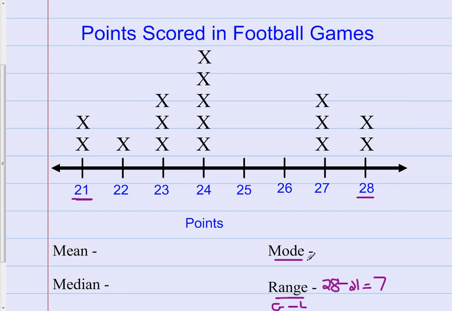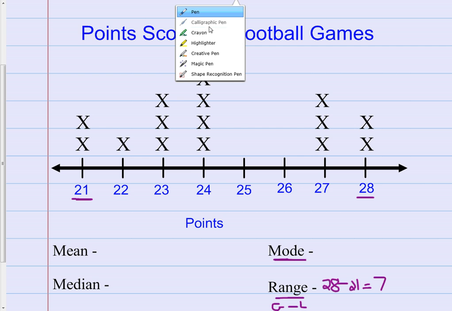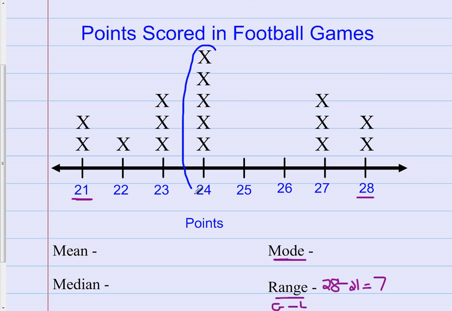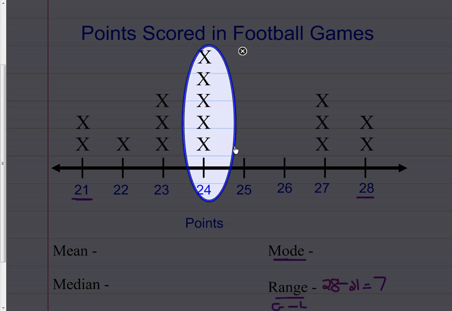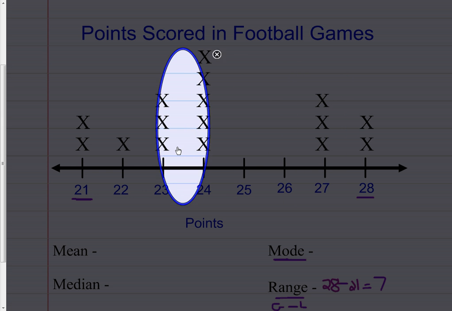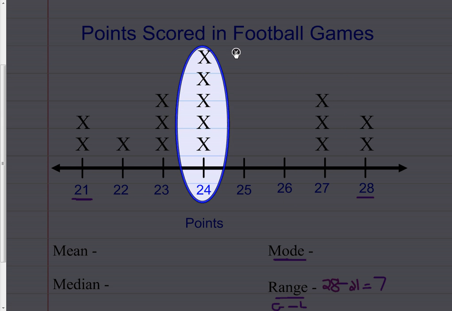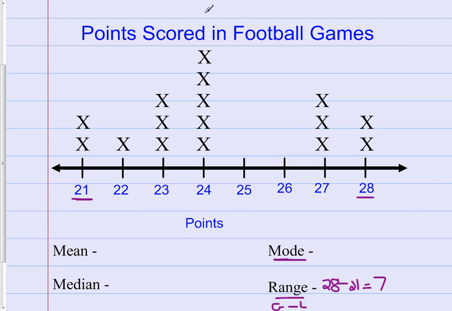Next, I'm going to go to mode. Mode is what occurs the most. Now, the nice thing with the line plot is we can look. We see two 21s, we see one 22, we see three 23s. Look at all these 24s. We have five 24s. So our tallest one is where we're going to find our mode. See how much taller that is than these other ones? So our mode is 24. So the nice thing is when we're looking at a line plot, the mode pops out at us, 24.